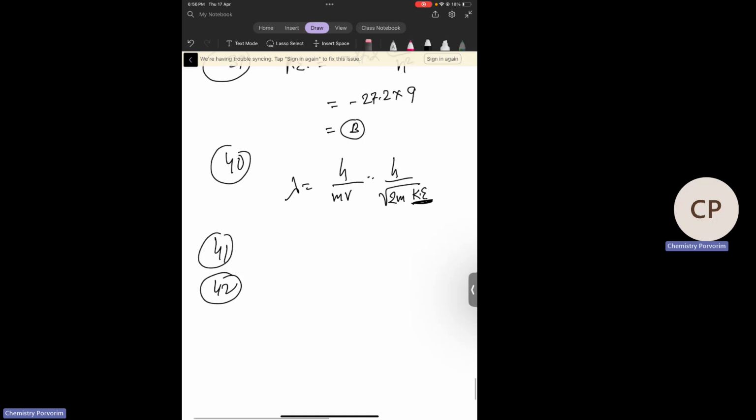42. Which of the following values are not possible? Brewster angle: tan theta is equal to mu. Minimum value of mu is 1, so minimum value of theta is 45 degree. So 30 degree and 42 degree are wrong. Both not possible, means 30 degree and 42 degree is not possible. Option D is correct. 43.